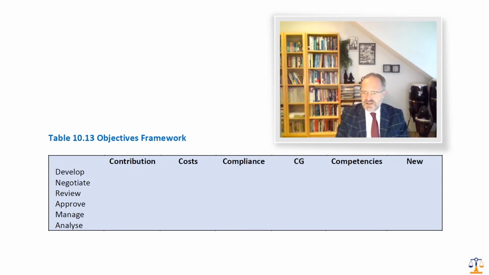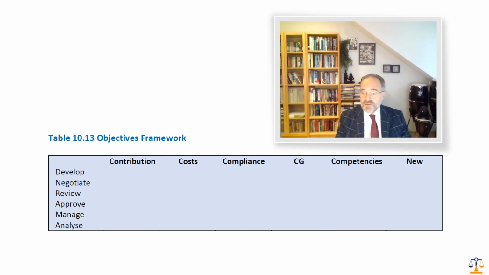And then you combine that with the 5 C's, which you see on the horizontal line, and then you apply the principle which is so often applied in business models. You think about developing and contribution. You think about developing and cost. You think about negotiating and compliance. You think about reviewing and corporate governance. So by creating a focus which results from combining 2 elements, you hope to arrive at ideas which you can translate into objectives for legal.